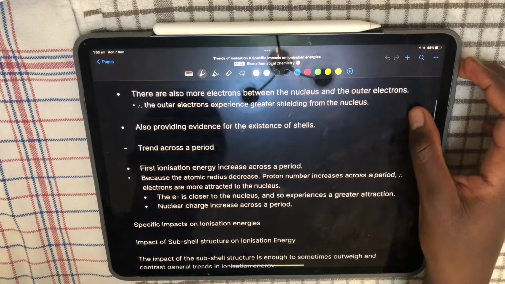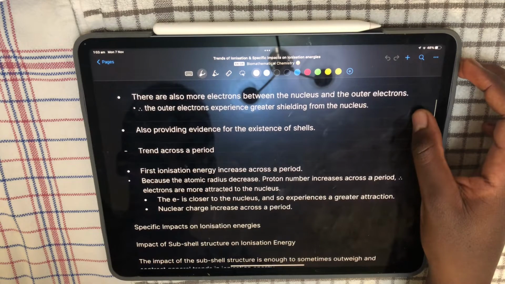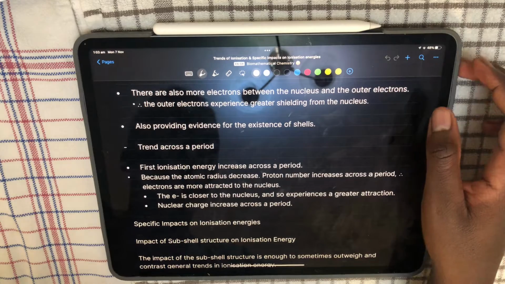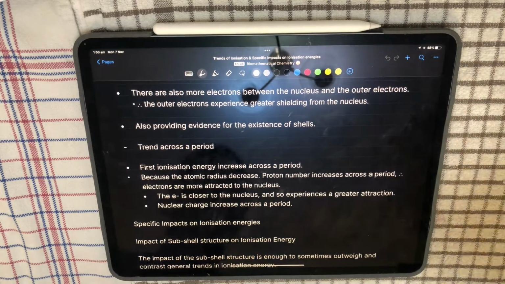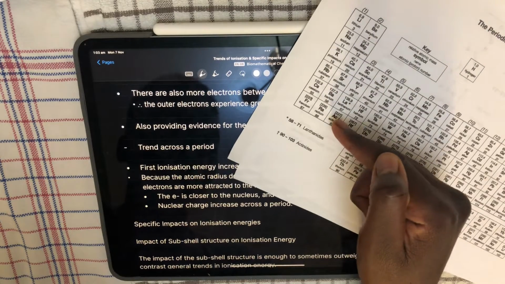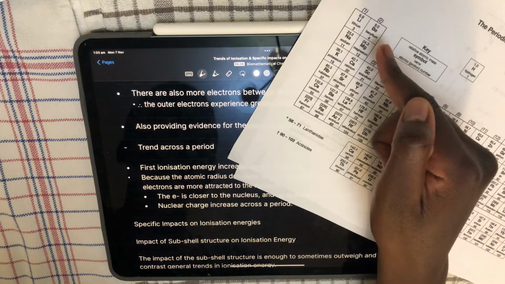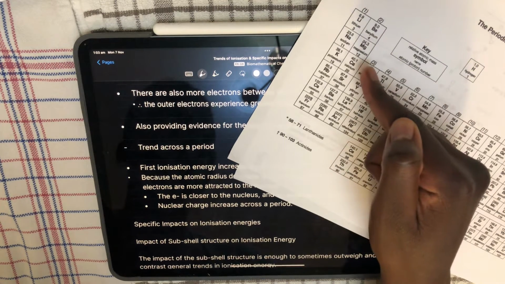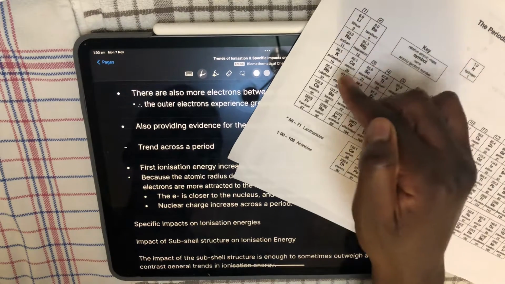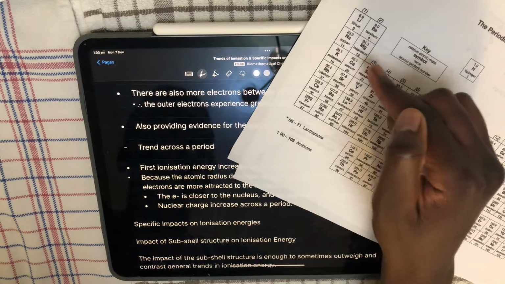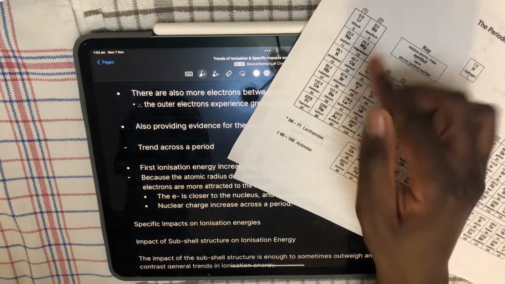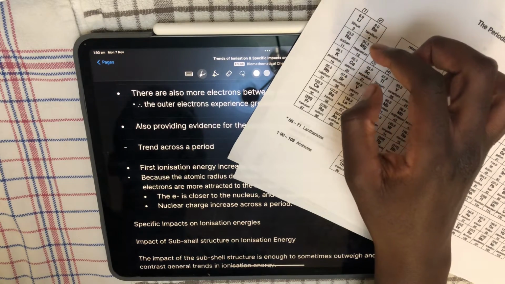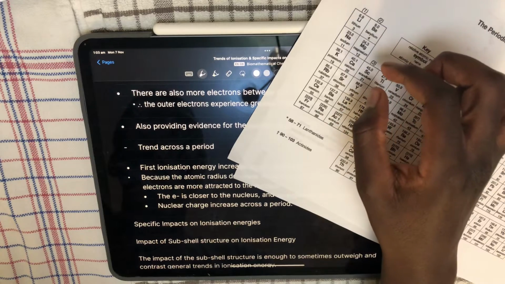Right, the trend across the period. The first ionization energy increases across the period. So going down the group, remember, you're removing an electron from another shell because you're gaining a shell. As I said before, it increases by 1 shell, while the number of electrons on the outermost shell stays the same.